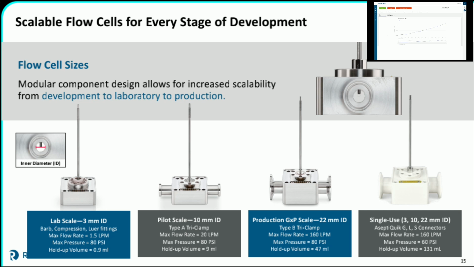We've also launched our single-use flow cell line very recently. These can come just as they are, or they can come X-ray irradiated as well. And these again are in the 3, 10, and 22mm sizes. And the flow cells here are made with PPSU as opposed to stainless steel.